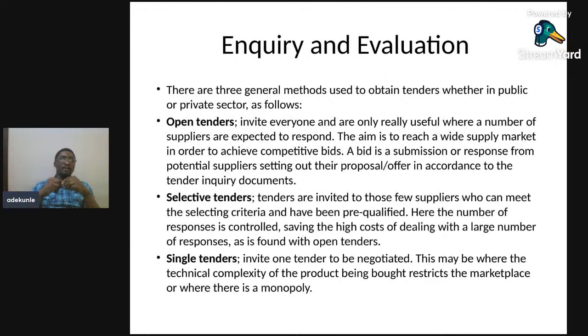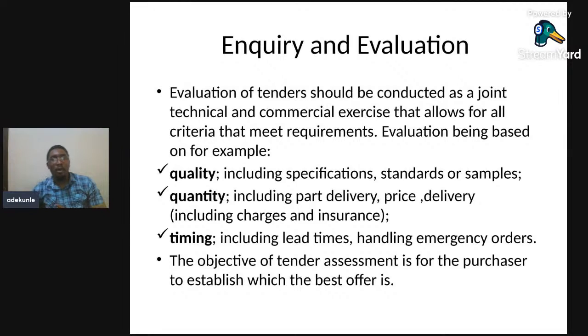Then we have what we call selective tender. What is selective tender? Tenders are invited from those few suppliers who you feel can meet the selection criteria and have been pre-qualified. Those you select come and tender. Then you have single tender. Here you invite only one person. Right now, you're not tendering them; you're asking them to come and negotiate with you on how best to make the work come to pass.